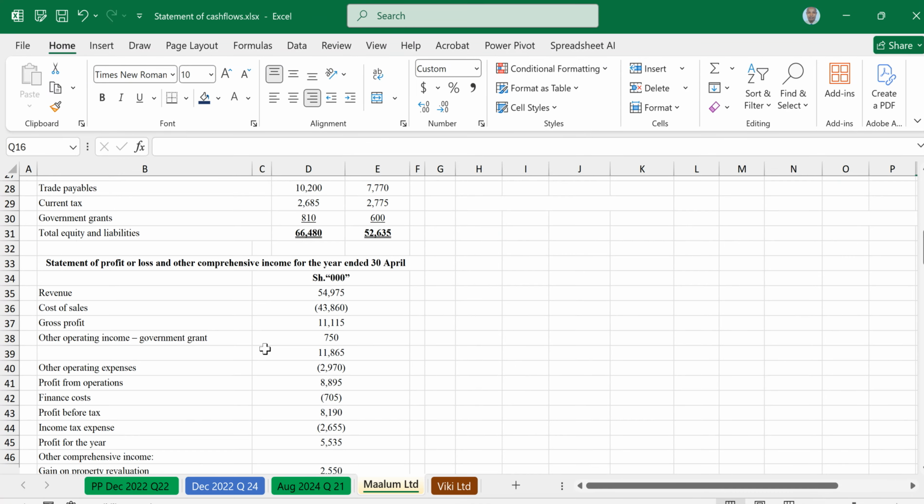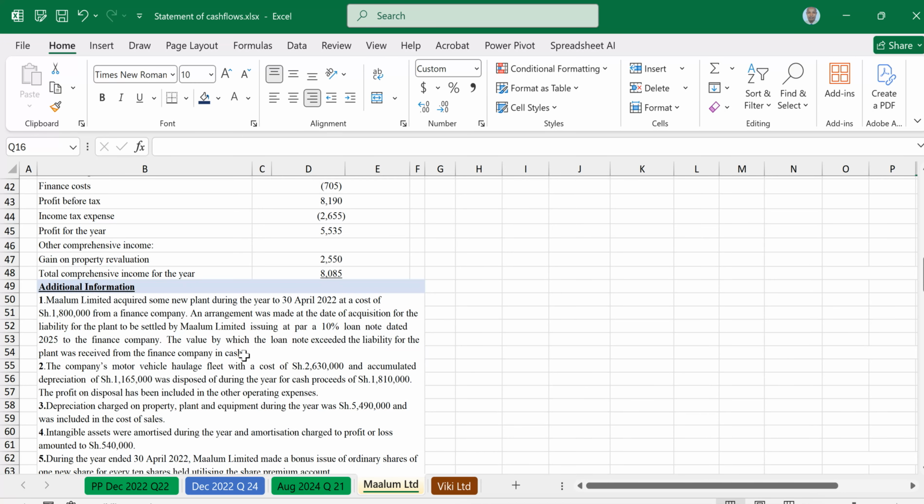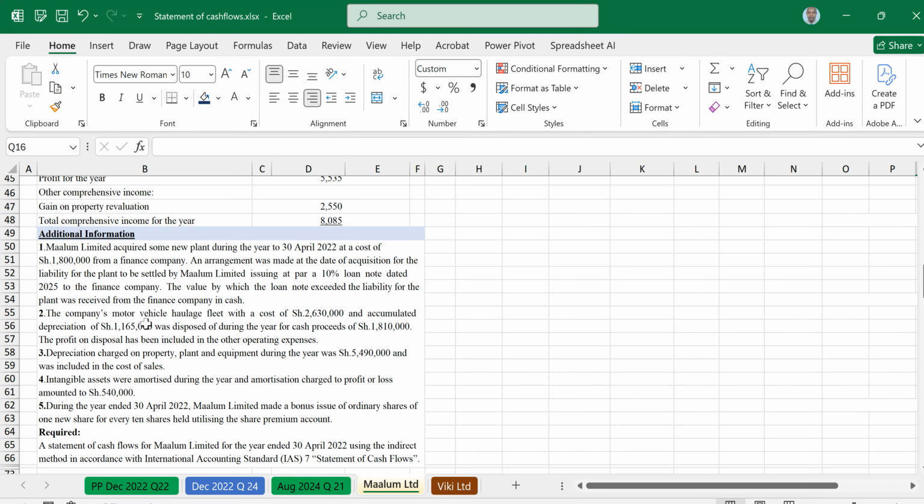After that, nothing else. We move to additional information number two. The company's motor vehicle, with a cost of this and accumulated depreciation of this, was disposed at 1,810. The profit on disposal has been included in other operating expenses. So what we do here is that since the PPE has been reported at net book value, we also dispose using the net book value amount. That is 2,630 minus 1,165.